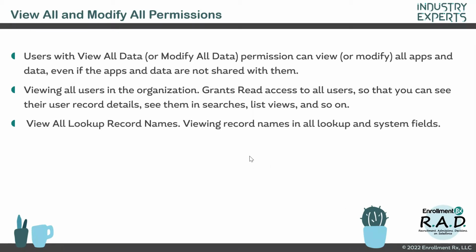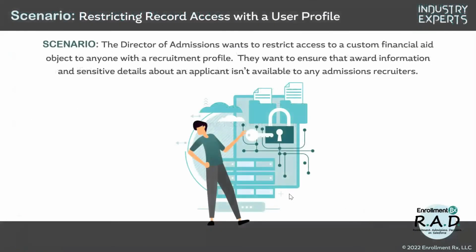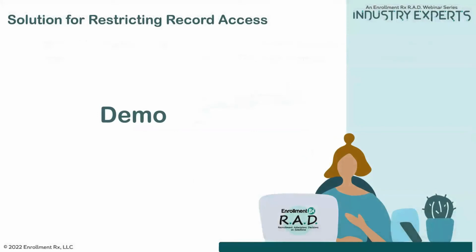Yeah, great. Thanks, Paul. So we're going to go into another scenario now. So kind of talking a little bit about what Paul just mentioned. So the director of admissions wants to restrict access to a custom financial aid object to anyone with a recruitment profile. They want to ensure that the award information and sensitive details about the applicant isn't available to any admissions recruiters. So how could this be accomplished? So let's jump back into our org here.